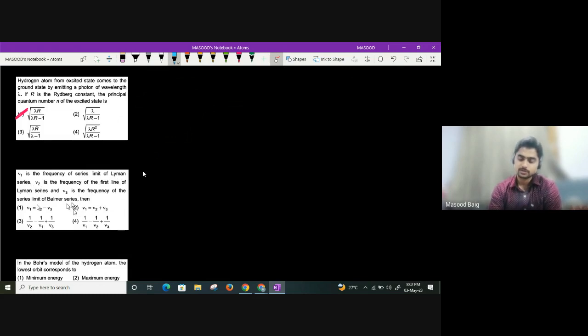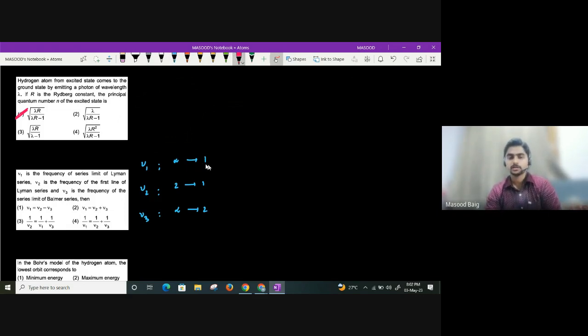Nu1 is the frequency of the series limit of Lyman series. Lyman series means you can take transitions from any state to the ground state. Nu2 is the frequency of the first line of Lyman series. Nu1 means a transition from infinity to 1. Nu2 means a transition from 2 to 1. Nu3 will be the transition from infinity to 2.